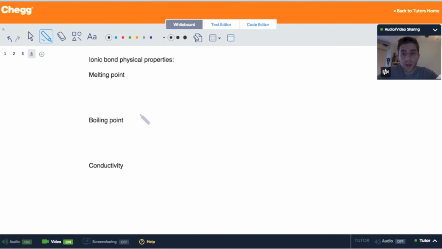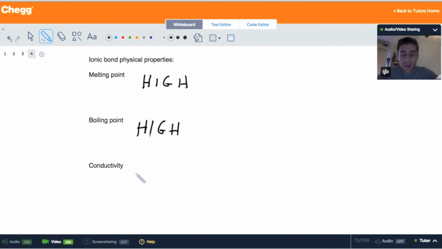So what are some of the physical properties of an ionic bond? Well, its melting point and boiling point are high because an ionic bond is very strong. Those electrostatic attractions are very, very strong. So the melting point is going to be high because it's hard to break those attractions in an ionic bond. And the same logic follows for the boiling point. The boiling point is also high because to go from a liquid to a gas, we have to break those electrostatic attractions. And it's hard to do that because they're very strong.